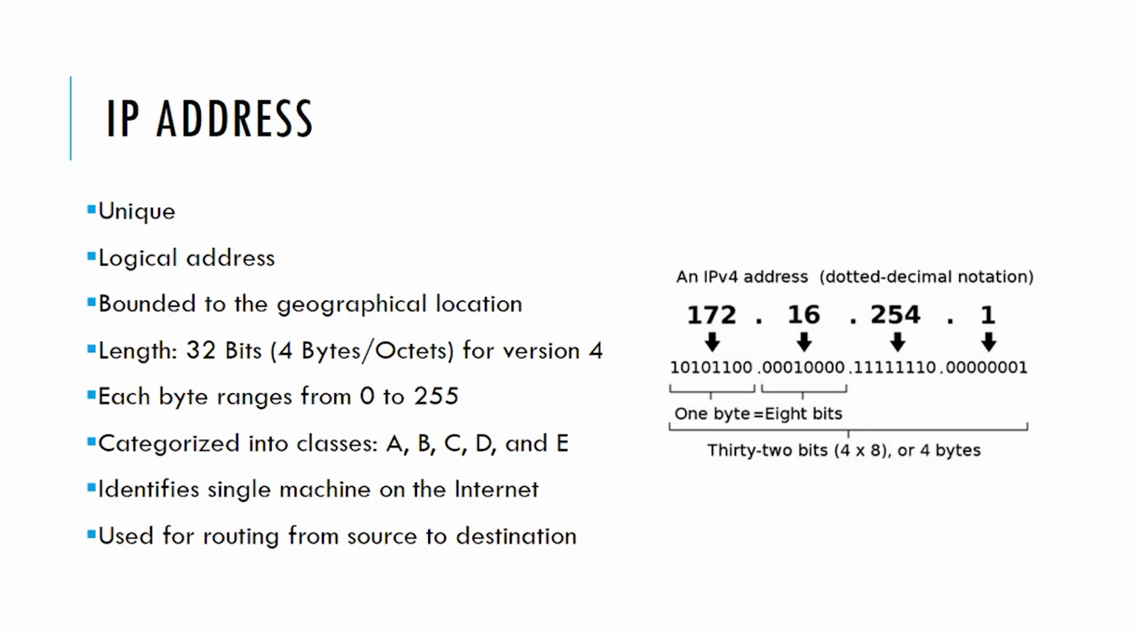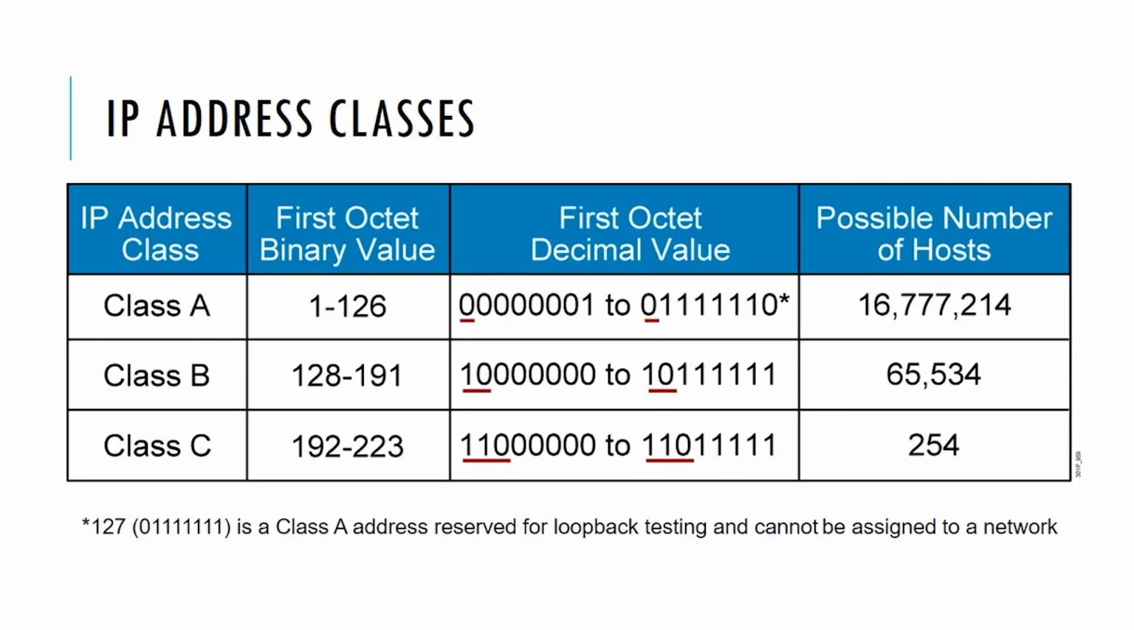The IP addresses are categorized into classes. We can see class A or class B or class C or class D or class E IP address. Each IP address identifies a single machine, and each IP address, if added as a destination to a packet, is used for routing from the source of the packet to the destination by the routers. It is read and interpreted by the routers, which read layer 3 information.